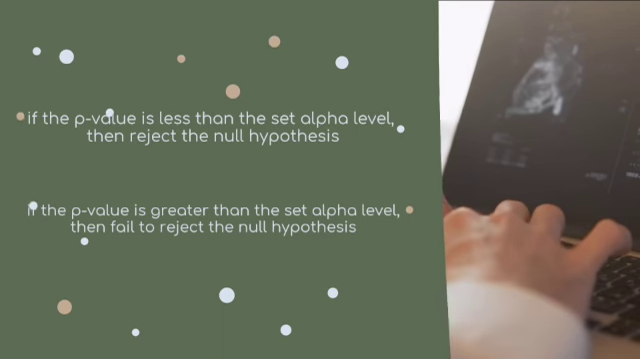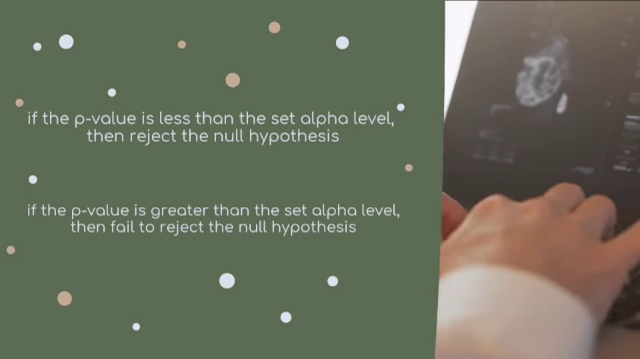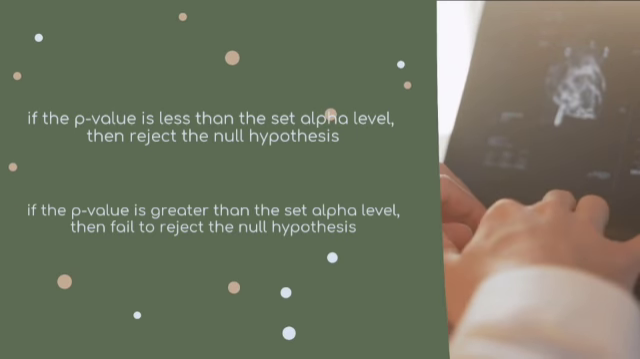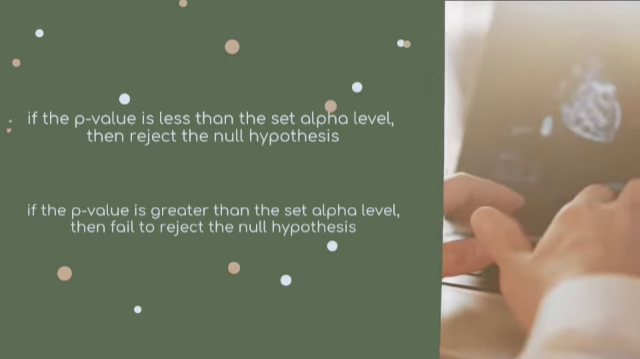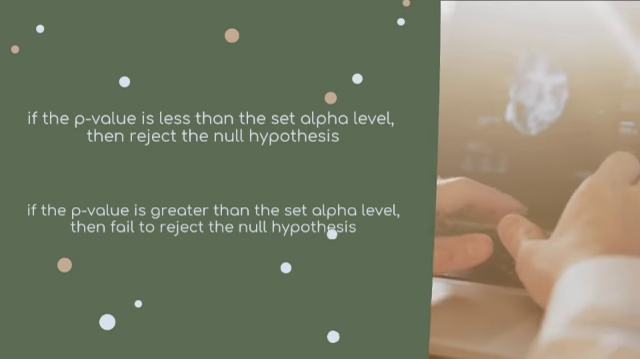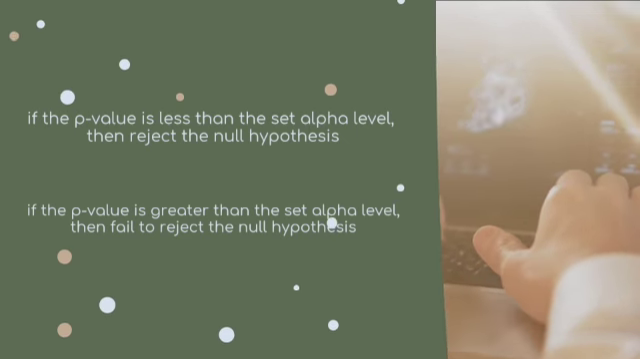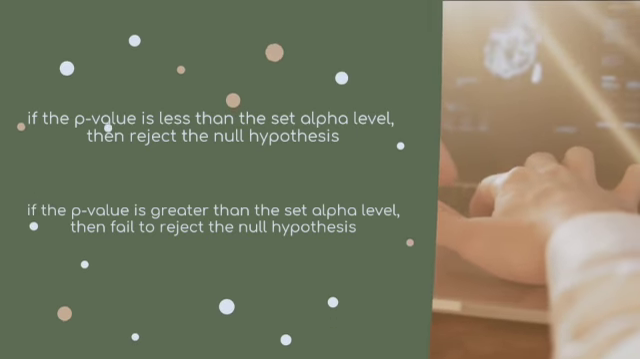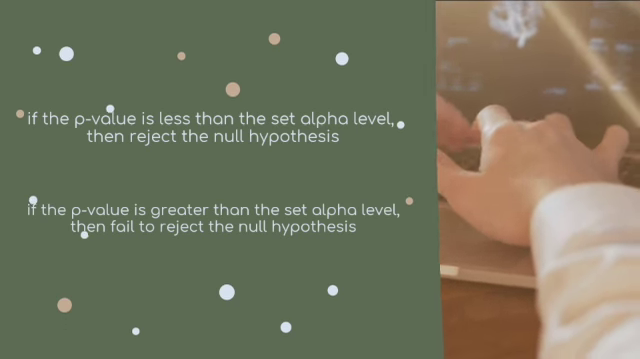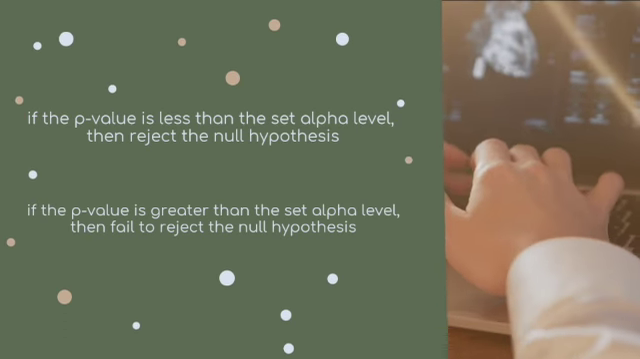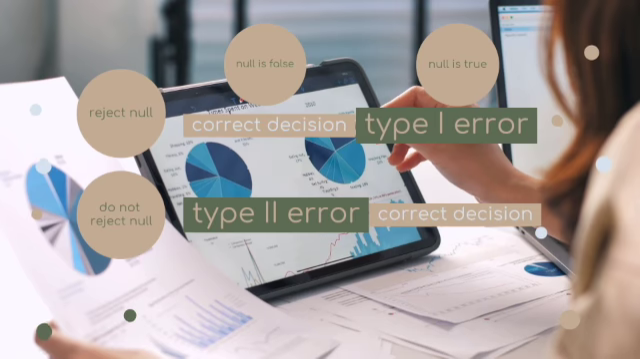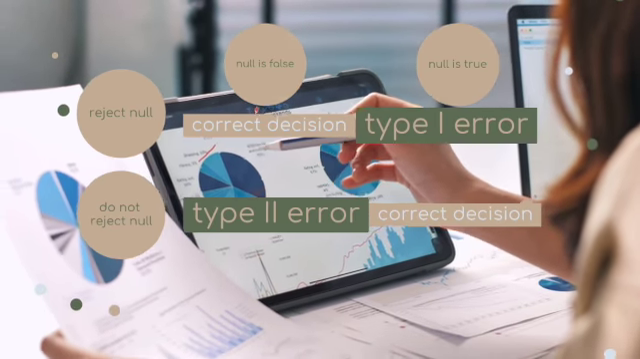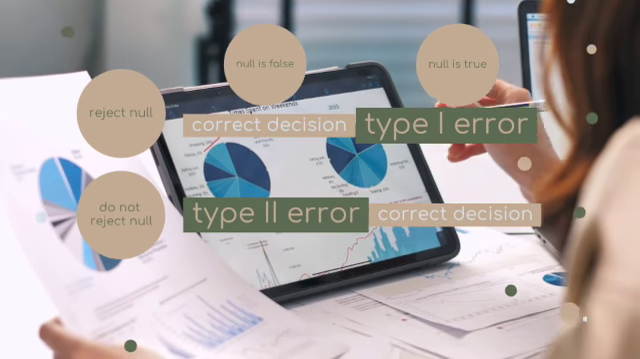If the p-value is less than the set alpha level, then we can reject the null hypothesis. If the p-value is greater than the set alpha level, then we fail to reject the null hypothesis. Results that fall above a set alpha level don't simply mean that there's no association. They only mean that the association observed in the sample is small compared with what could have occurred by chance alone.